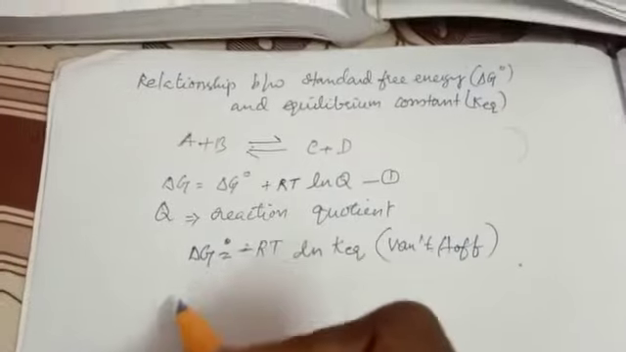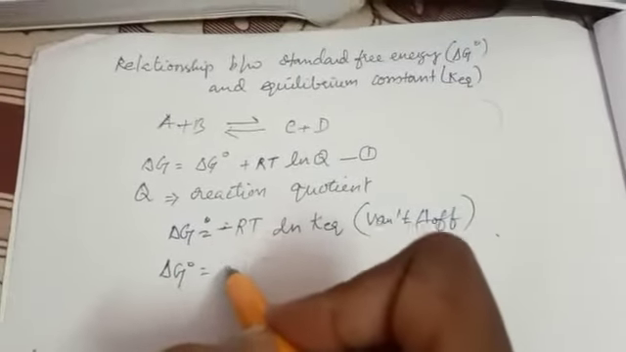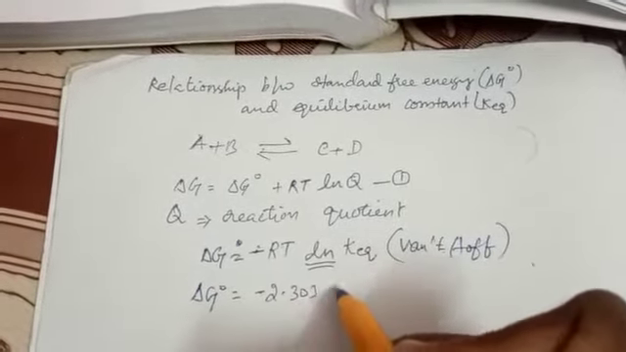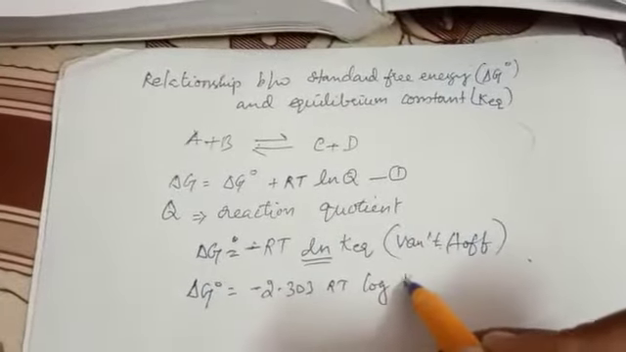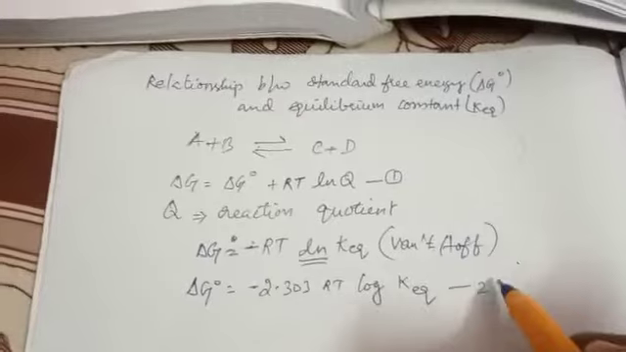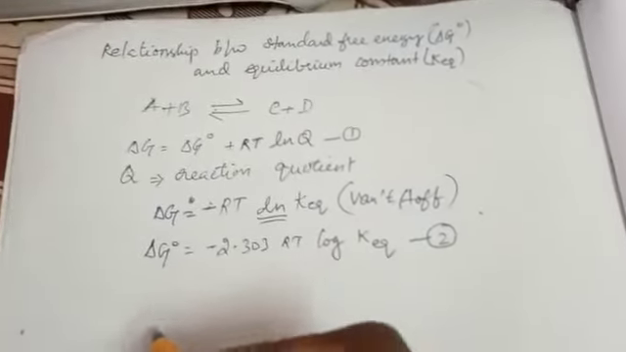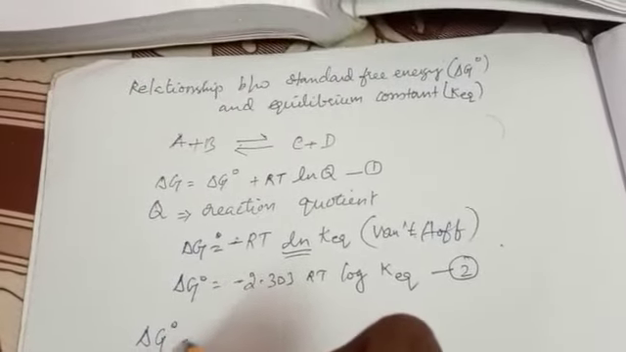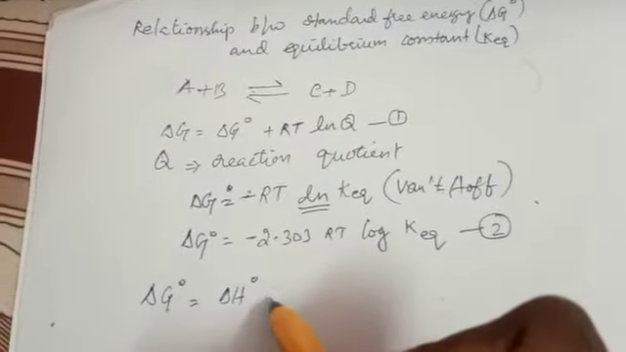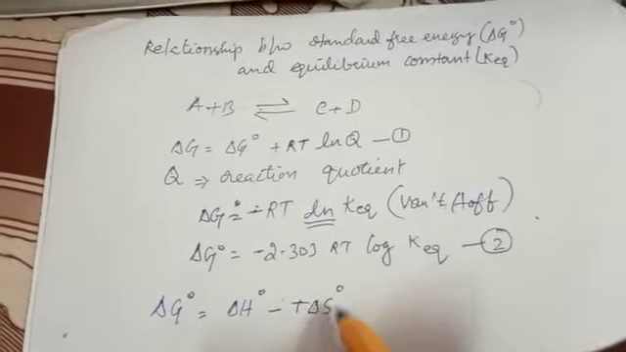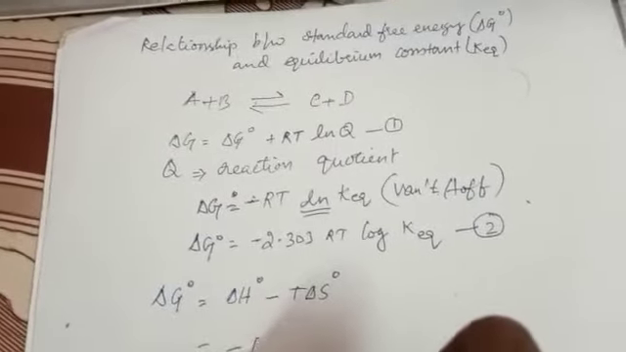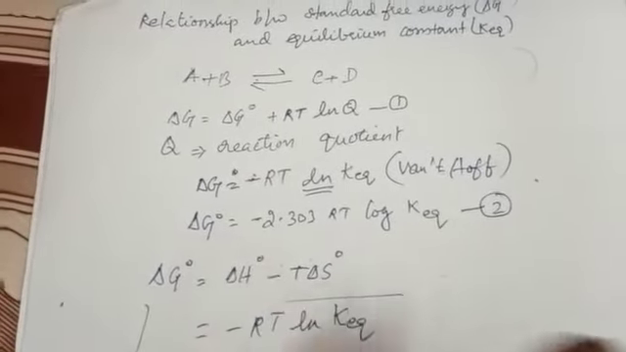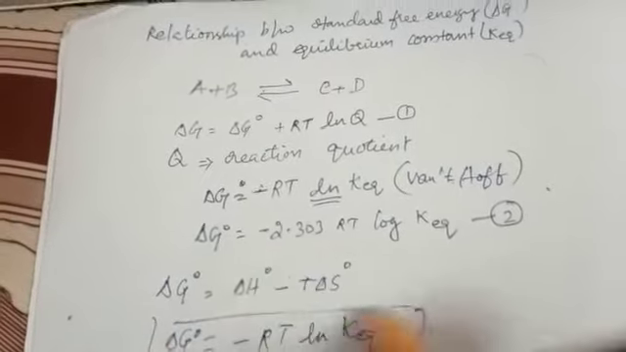Replacing the natural log, delta G degree is equal to minus 2.303 RT log of K equilibrium. Equation number 2. We also know that delta G degree is equal to delta H degree minus T delta S degree. That means minus RT log K equilibrium. That is the delta G degree value.